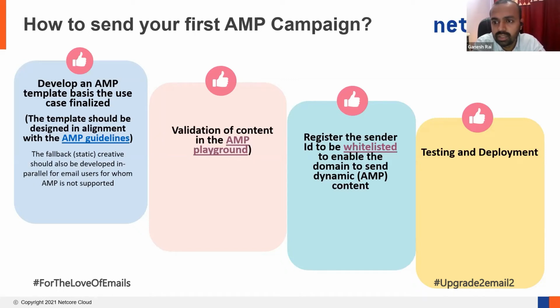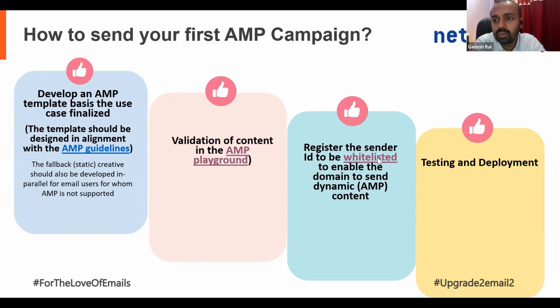You send it to a Gmail ID and a Yahoo ID, which are publicly available, and the employees from Gmail and Yahoo then verify that the content looks fine, the fallback also looks fine, and then they whitelist your sender ID. It is very important that this is a sender ID whitelisting and not a template whitelisting or a domain level whitelisting. So you just get one sender ID.